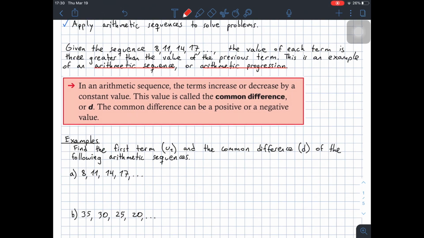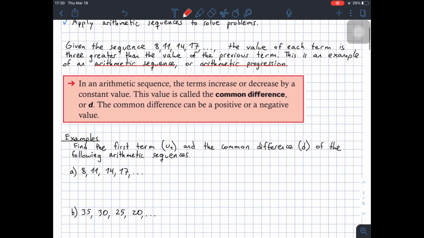So pay attention, it says, given the sequence 8, 11, 14, 17, can you see the pattern here? We're increasing each term by 3, right? 3, 3, 3, and so on. This is, as I told you, called an ellipsis. It means that it continues until infinity. So the value of each term is 3 greater than the value of the previous term. This is an example of an arithmetic sequence, or also called arithmetic progression.